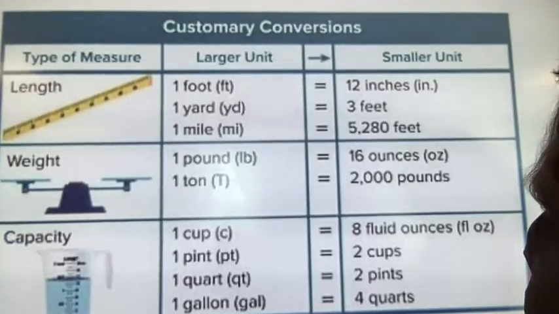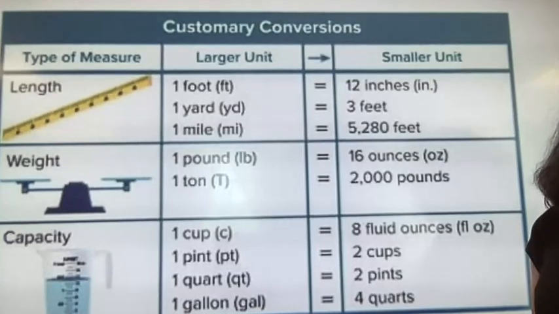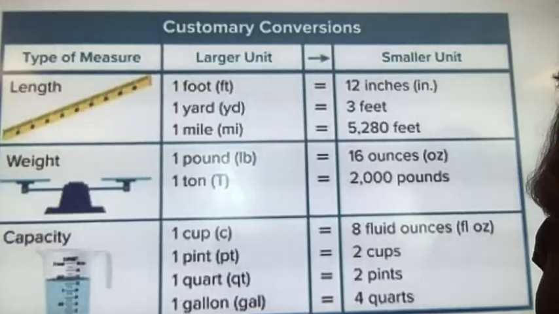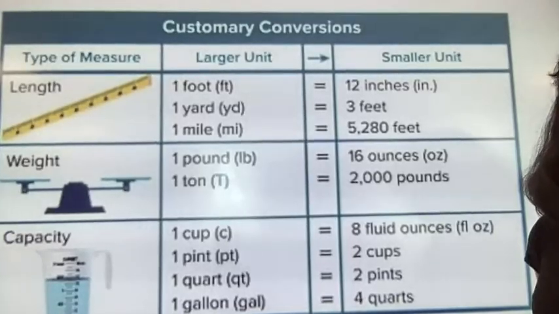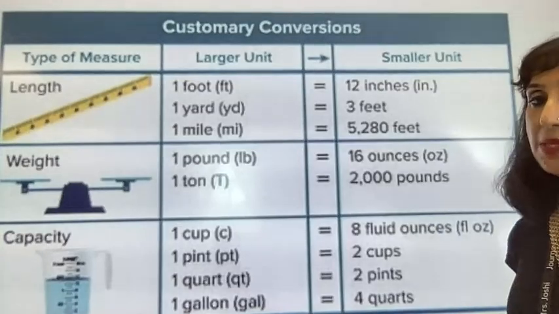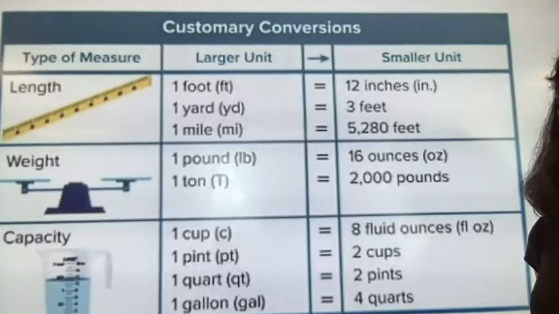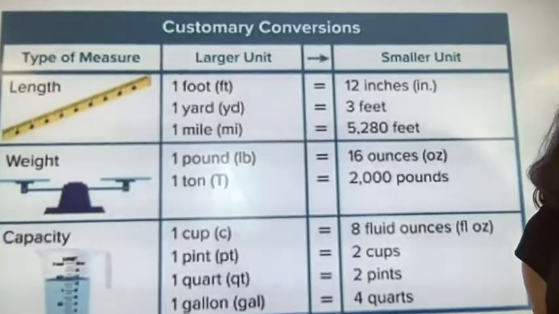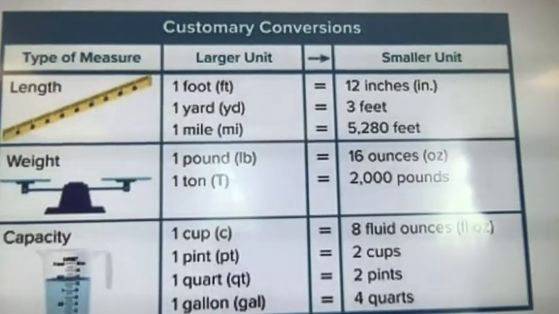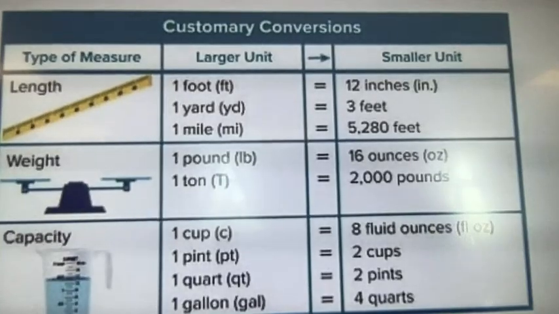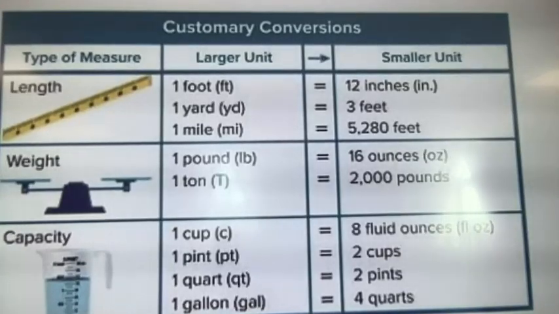Okay, and then if I look at weight, 1 pound is 16 ounces, 1 ton is equal to 2,000 pounds. And then if I look at capacity, I have 1 cup, which is equal to 8 fluid ounces, 1 pint is equal to 2 cups, 1 quart is equal to 2 pints, and 1 gallon is equal to 4 quarts. Okay, so each relationship that is listed in the table is a ratio relationship.